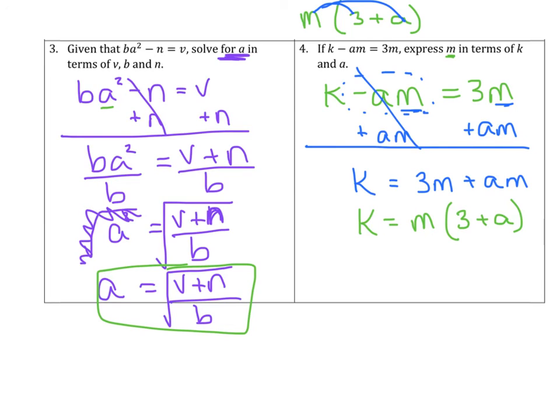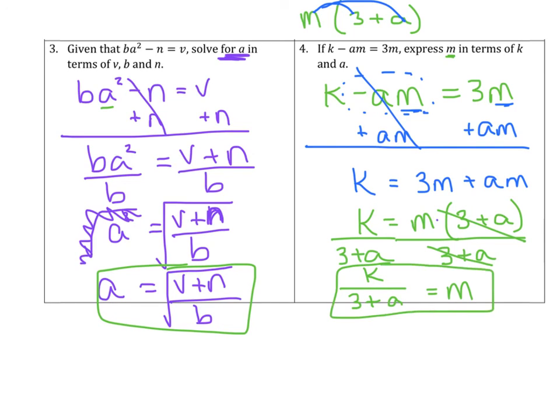Okay? So now I've been able to pull out, now I only have one M. And so now I should be able to isolate that M. What is the operation that's going on between M and this parentheses, 3 plus A? Well, I would definitely say that they are multiplying. And so to undo multiplication, we of course divide. We're going to divide by this entire binomial, 3 plus A, on both sides. And so that cancels out on the right-hand side, leaving just my M. On the left-hand side, I have K over 3 plus A. And so M is now by itself in terms of K and A.